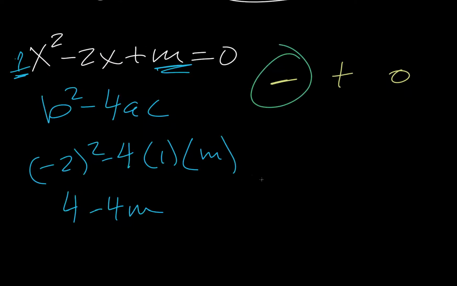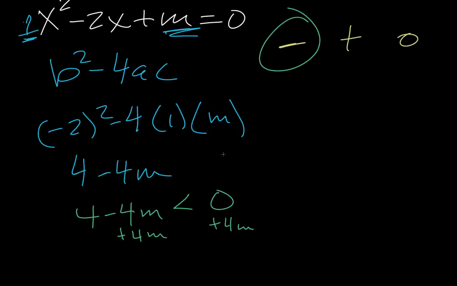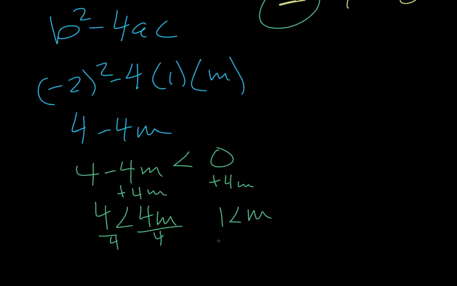So first, let's start with the negative case. So we are going to say 4 minus 4m is less than 0, because that would be a negative number. Our goal is to solve for m. So I am just going to add 4m over here. And give us a little bit more room. So 4 is less than 4m. Divide by 4, divide by 4. 1 is less than m, which is kind of backwards from what we want. So we're going to say m is greater than 1.